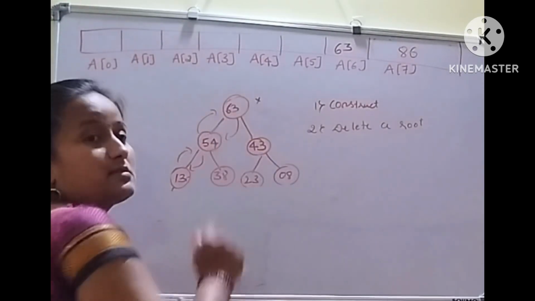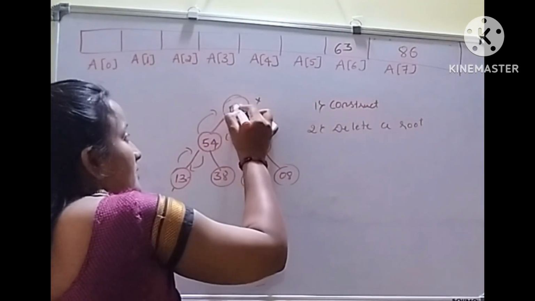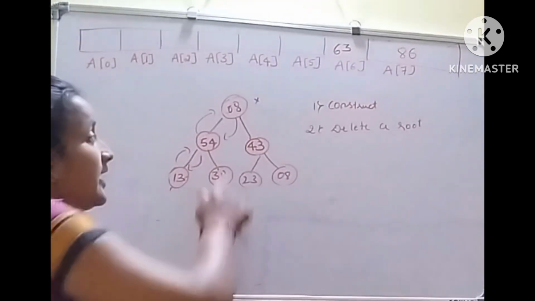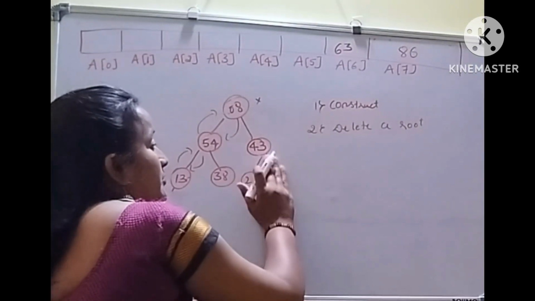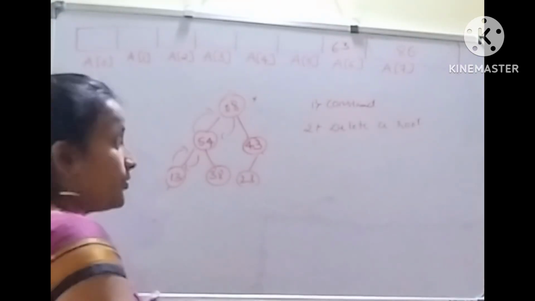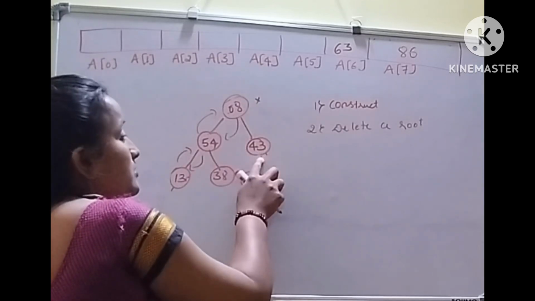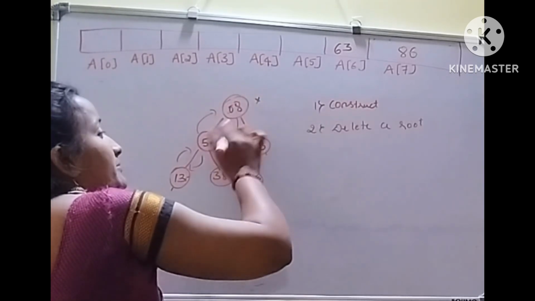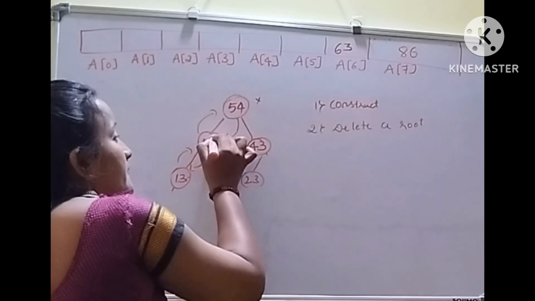8 should be replaced as the root node. Now 8 will be the root node and 63 will be removed. So this node will be deleted. Now check out the rule. These two are the child nodes and this is the parent node. Check out the rule of this. So again we need to swap the elements. 54 will come here and 08 will go here.